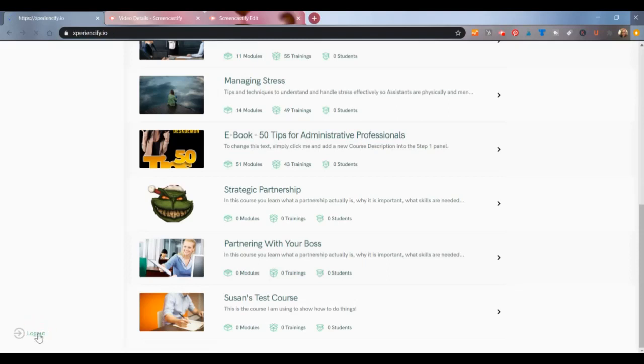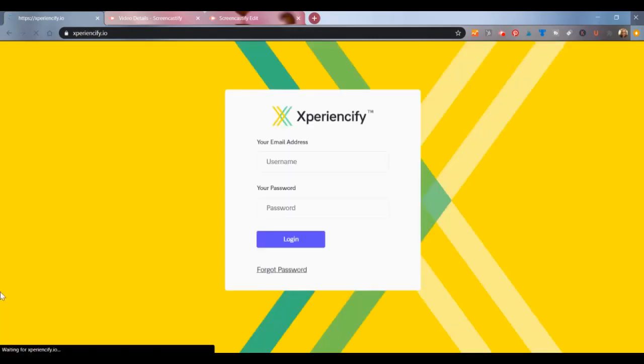It is super simple. It's on the left side. You go down to the bottom. It's just that sometimes, as I said, with the simplest thing, if you don't see it because it's down on the left, you would miss it. So that is it. That is how to log out of Xperiencify.